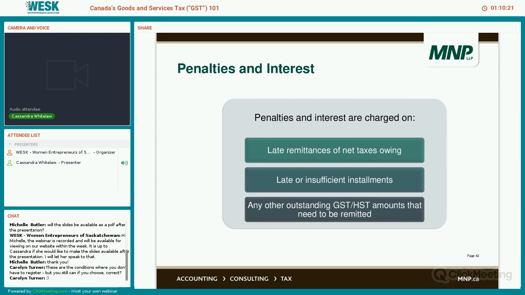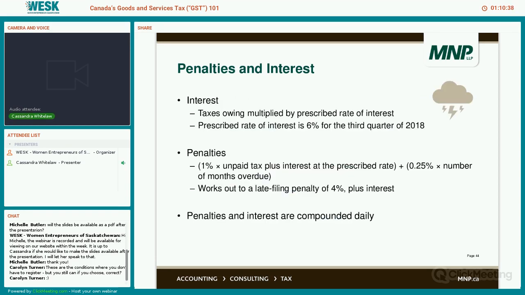And so now the not fun part is the penalties and interest. The CRA will charge penalties and interest on late remittances of net taxes owing, late or insufficient installment payments, or any other outstanding GST or HST amounts that you need to remit. The interest is calculated as the taxes owing multiplied by a prescribed rate of interest. The CRA updates this interest rate on a fairly regular basis, and you can go online to find the current rate for the quarter that you're looking at. For the third quarter of 2018, it's 6%.